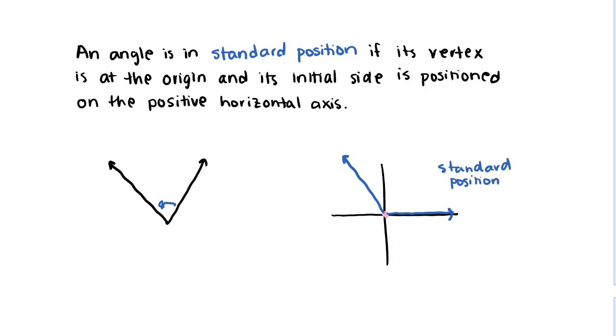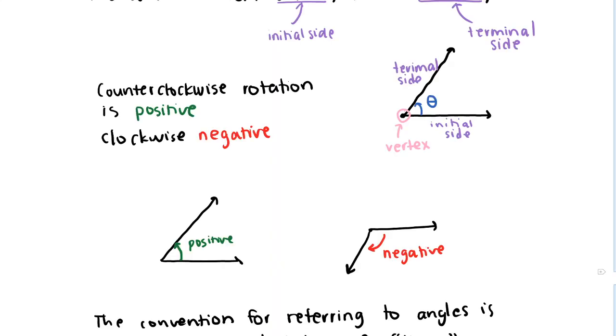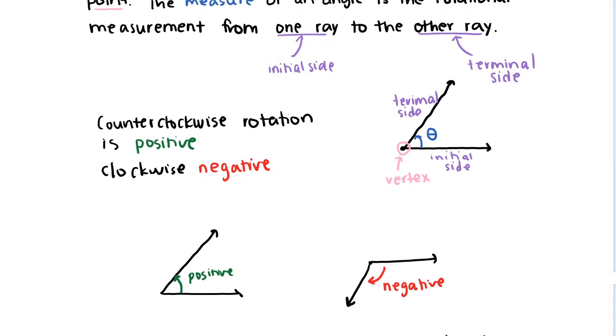This gives us some consistency about how we refer to angles. So here, this is not standard, it's tilted off. When we talk about angles in this class, we'll typically be thinking about angles in standard position. And all the previous examples that I drew, I meant to draw in standard position.